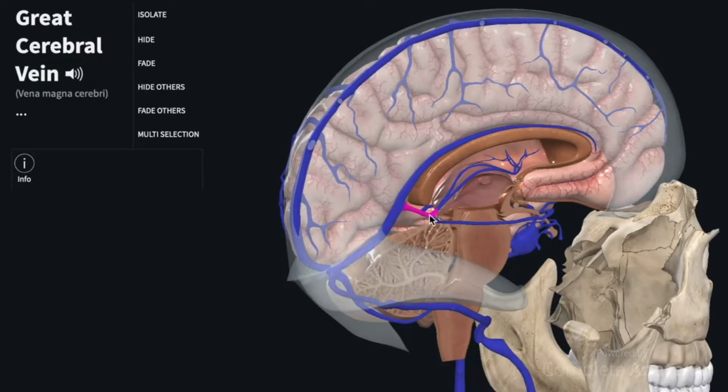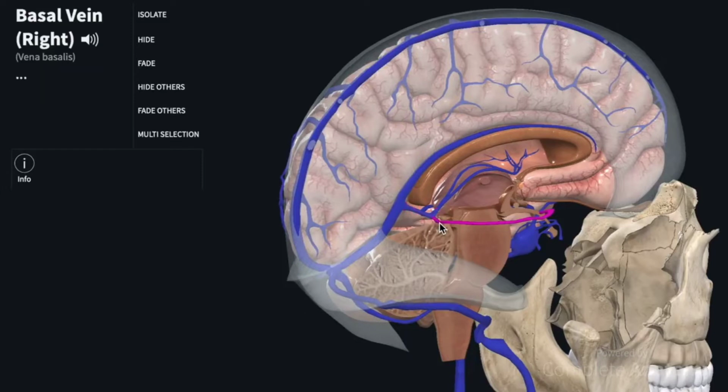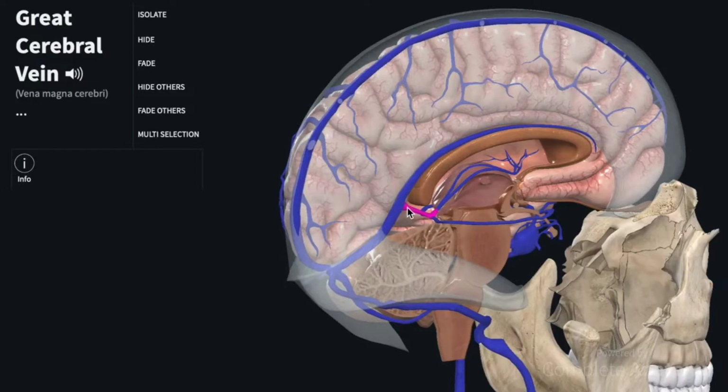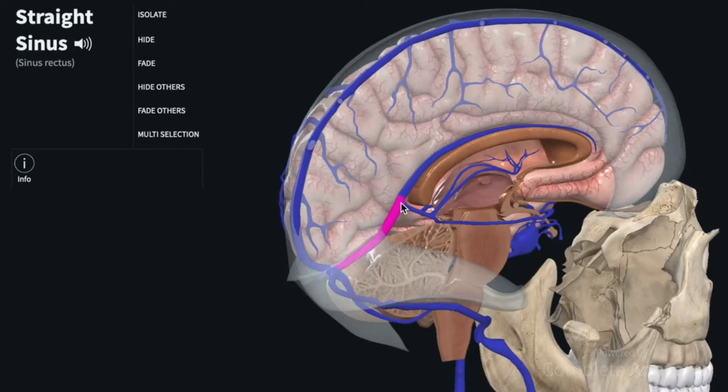The second set of tributaries are the basal veins. These veins also extend posteriorly, and they're closely associated with midbrain structures, and they drain into the great cerebral vein, which in turn drains into the straight sinus. So these are the deep cerebral veins.